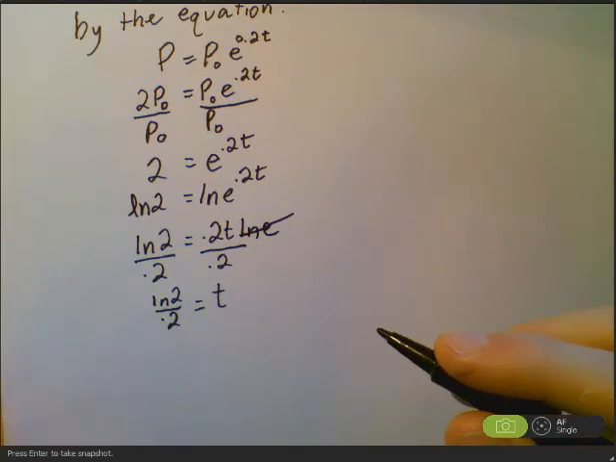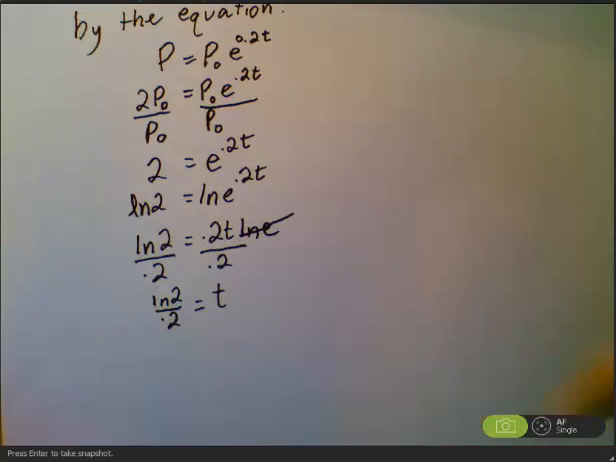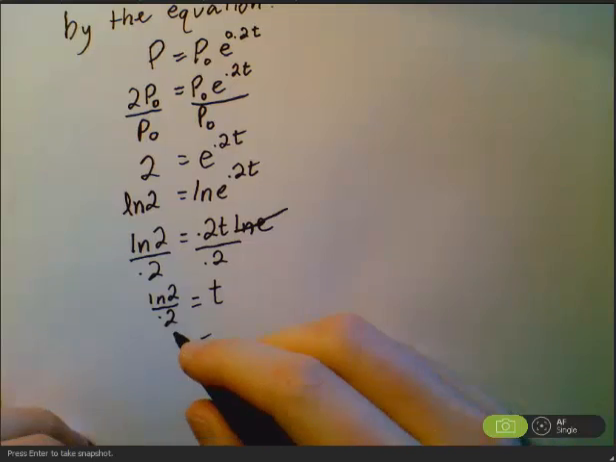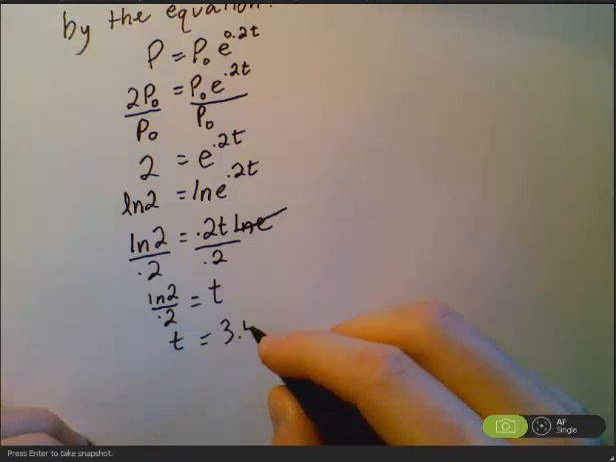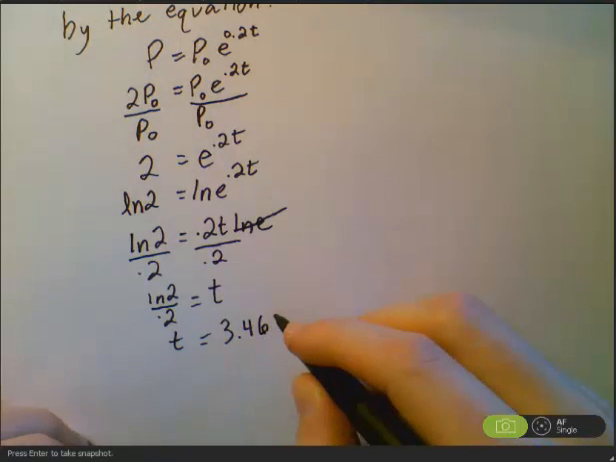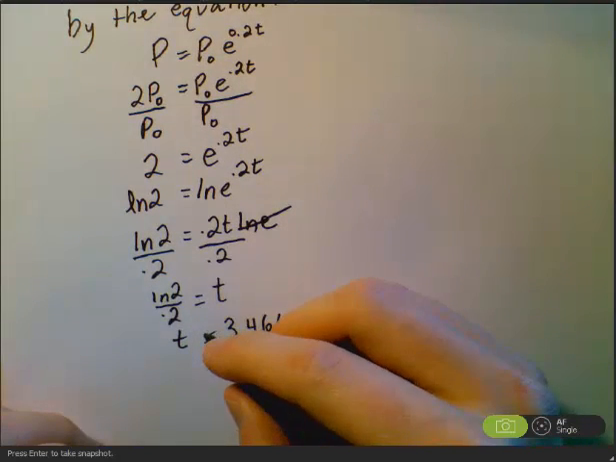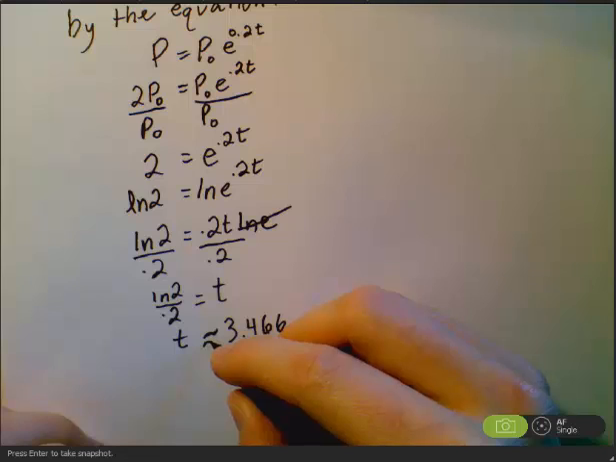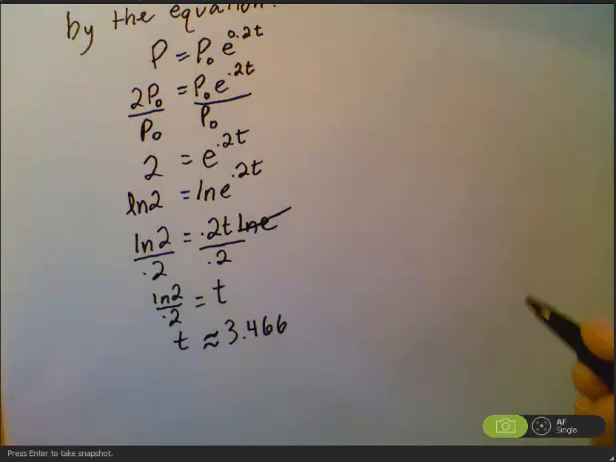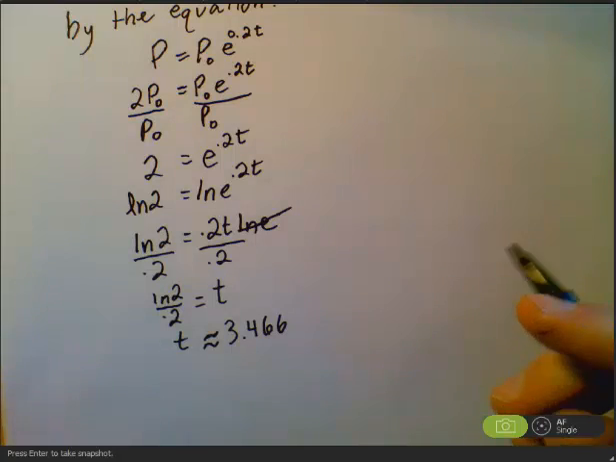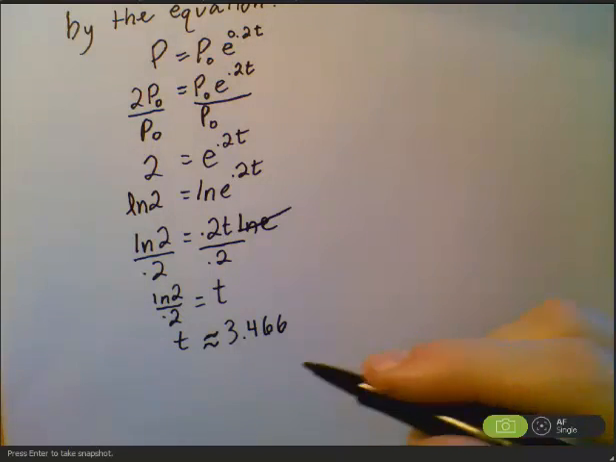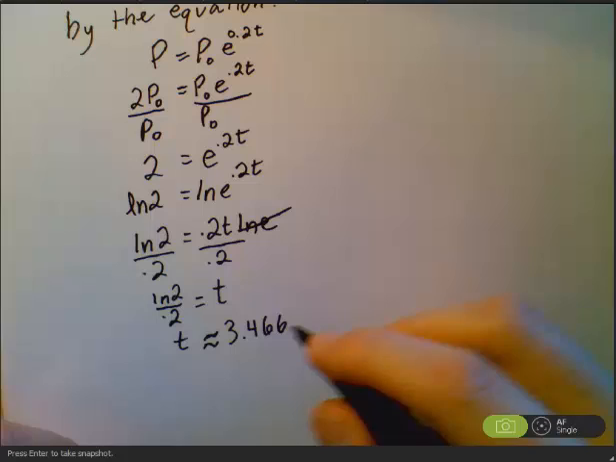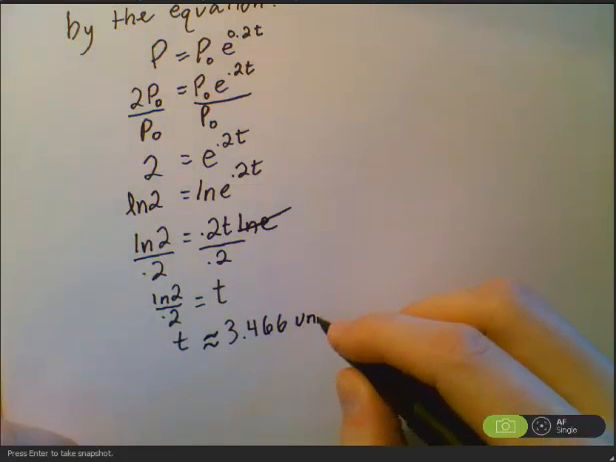If you type that into your calculator, you will find that t is approximately 3.466. And since that's approximate, we should really have the approximately sign instead of an actual equals sign. The one thing in this problem is that it doesn't tell us if t is minutes or hours or days, so we just say that t is 3.466 units of time, whatever that might be in this problem.